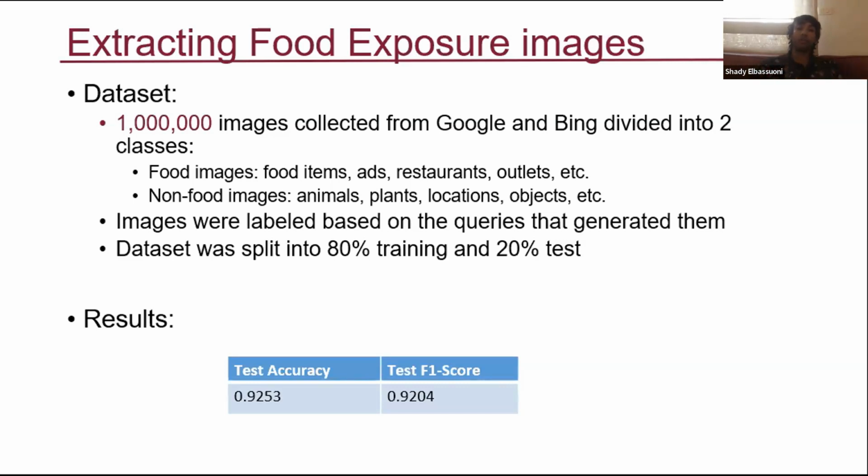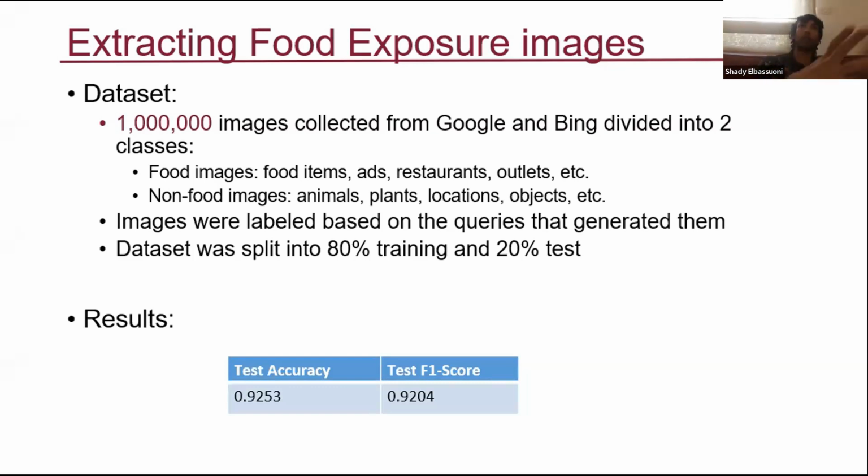And since we were using web crawling and we know what queries generated which images, the data was already labeled as food images and non-food images. And so we could directly take it and train a machine learning model. And again, if you remember, we have to split this data set into training and validation. The convention is to split into 80% training and 20% test.